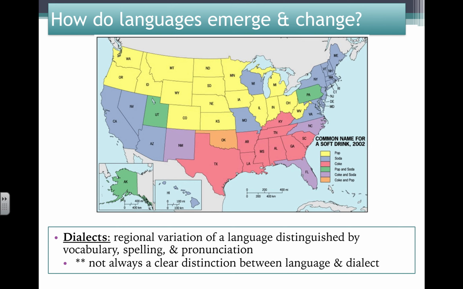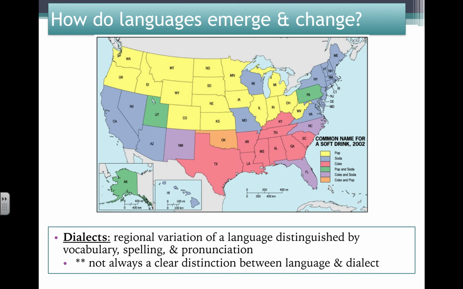So one component of language that I just want to quickly address is dialects. Dialects are a regional variation of a language. So again, we've got that spatial piece here, spatial analysis: languages can vary over space, and a dialect is distinguished by vocabulary. So maybe one area of the world calls this one thing, and another calls it something else in the same language.